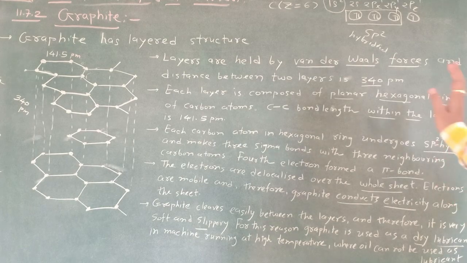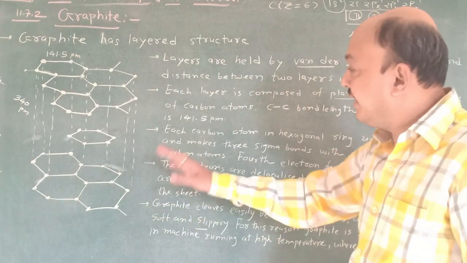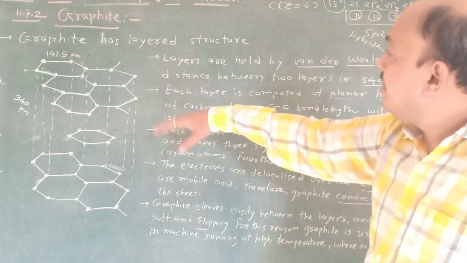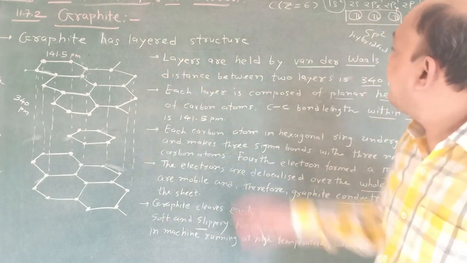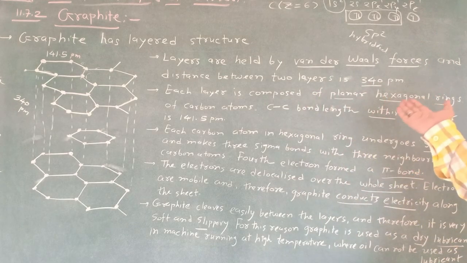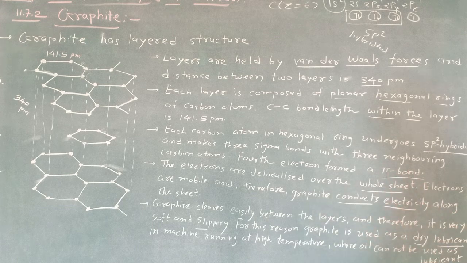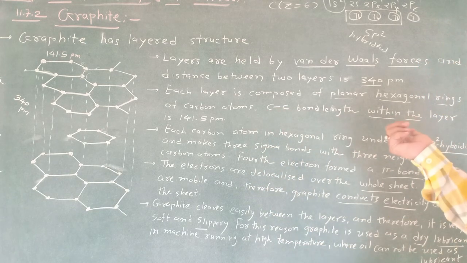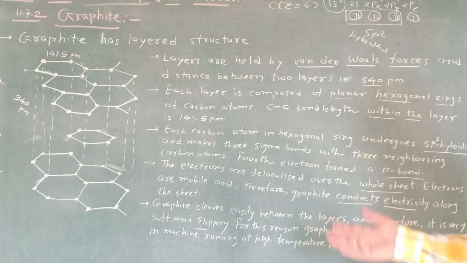Okay, now draw this figure from your textbook. It is very easy, and this is known as the structure of graphite in 3 dimensions. This is a layer structure. Van der Waals forces are there. The distance between two layers is 340 picometer. Remember, each layer is composed of planar hexagonal rings of carbon atoms. The C-C bond length within the layer is 141.5 picometer.